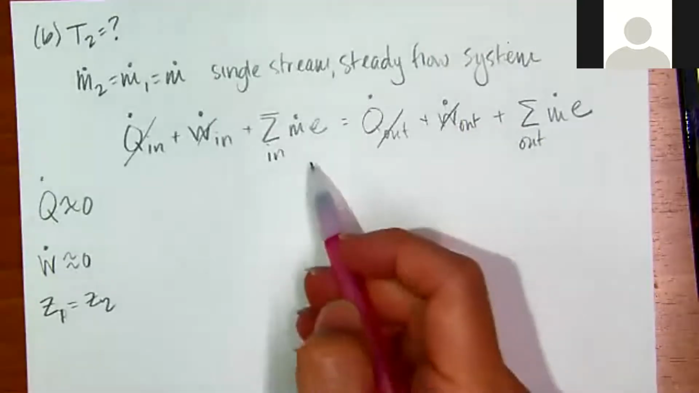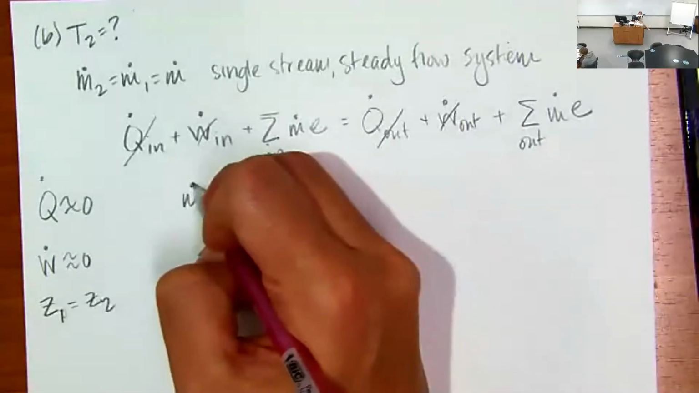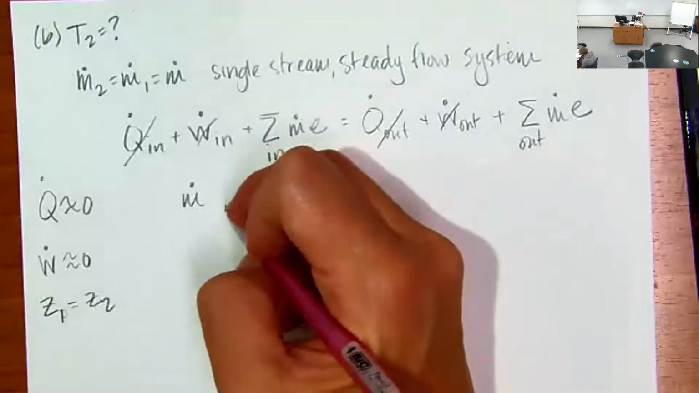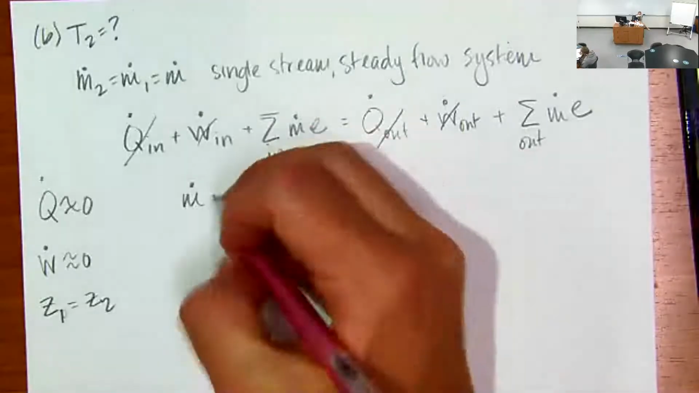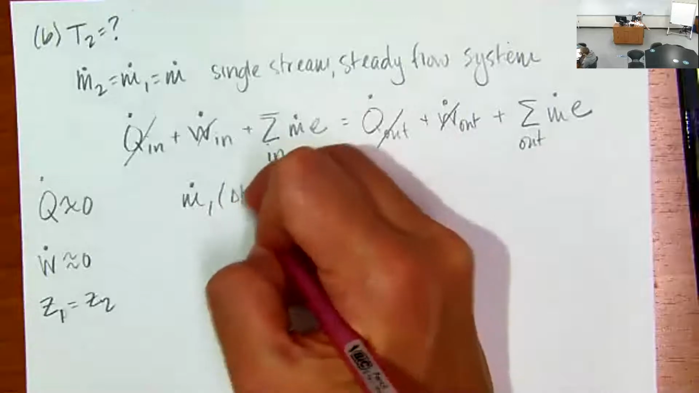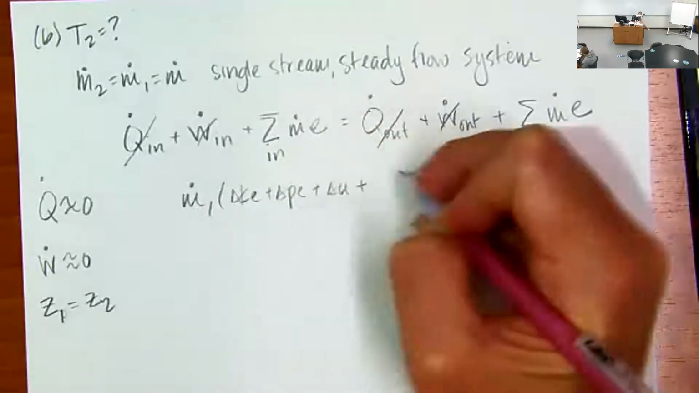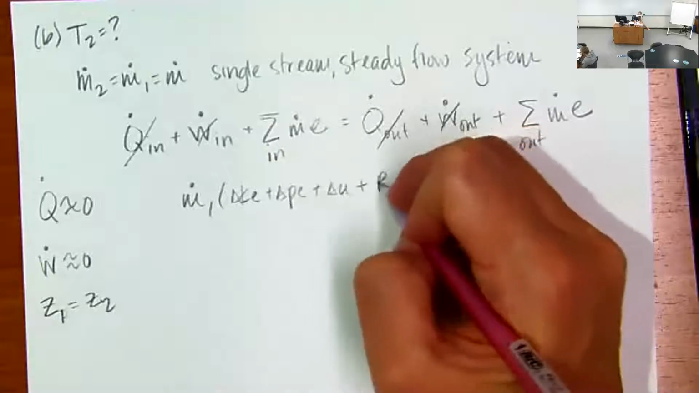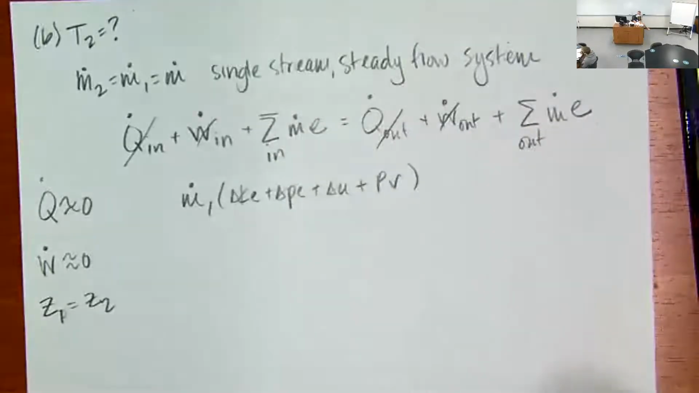And when we look at our mass flow rate equations, here's where we have our mass flow rate of 1, which is our incoming flow rate. So our mass flow rate of 1, our change in kinetic energy, plus our change in potential energy, plus our change in internal energy, plus our pressure times our velocity, specific volume.